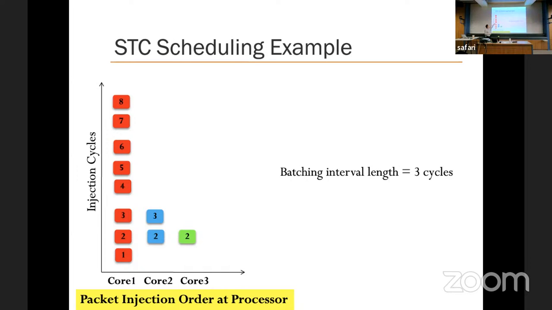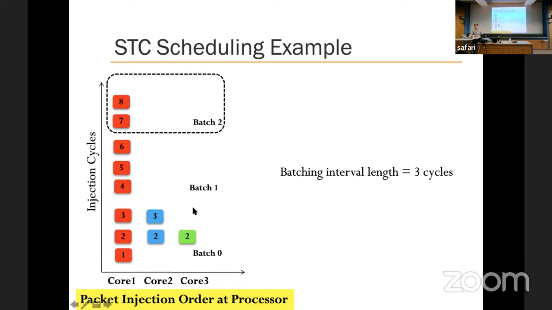So for the time interval until here, for example, all of these are equal to the same batch. For the next time interval, you have another batch. So when you inject a packet into the network, you also inject the batch ID. This is from batch zero. And then these are from batch one, these are from batch two. So within a batch, you can do application aware scheduling again.